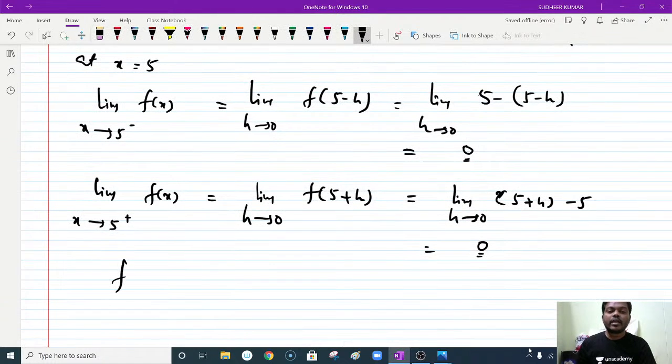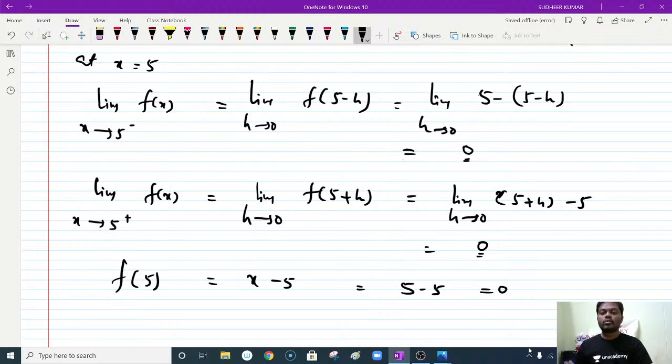So f of a, in the sense f of 5, x equal to 5, right? So a value is 5. F of 5 equal to, what will we get for f of 5? It is x minus 5. If it is x minus 5, the result is 5 minus 5 equal to 0.